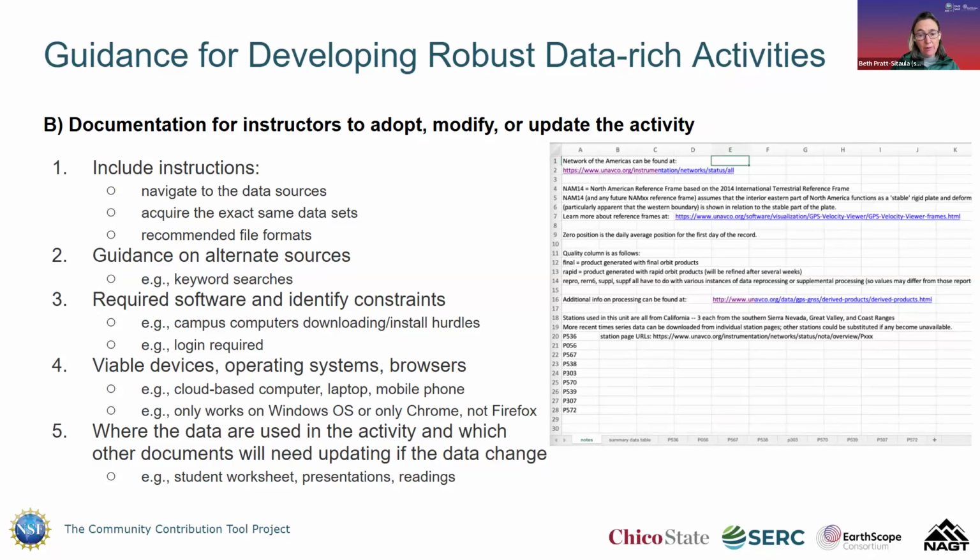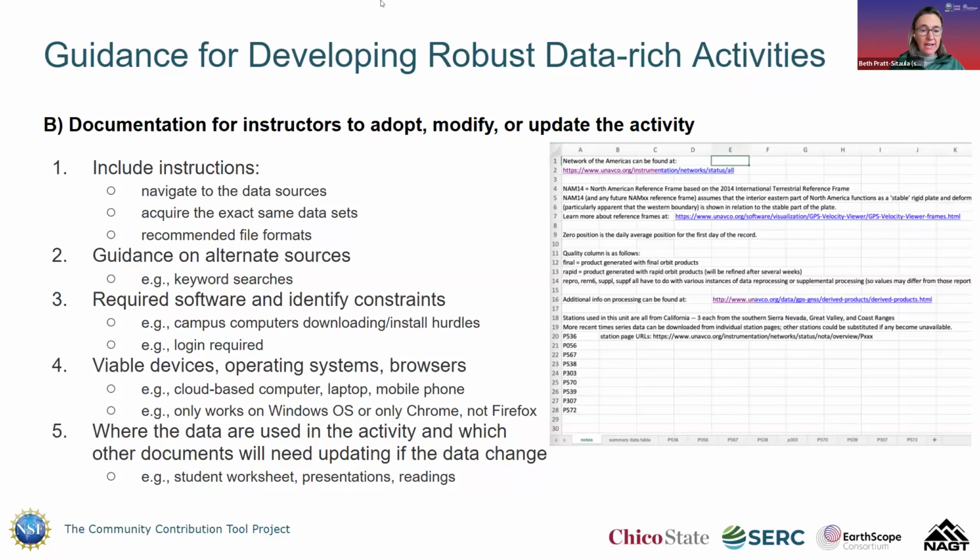You can see that this one lists the particular stations that were used, as well as they're in the different tabs at the bottom. Because if you just say areas of Northern California water basins, you're like, which ones? All of them north of San Francisco, or just certain ones in the Sierras? Those can make it really difficult to duplicate a data set if it's not clear. Include recommended file formats, and guidance on alternate sources, like keyword searches, can be helpful if there's ever worry about URLs going stale.